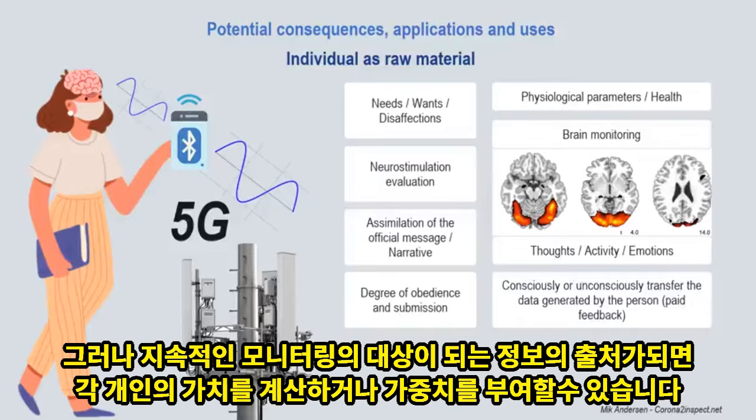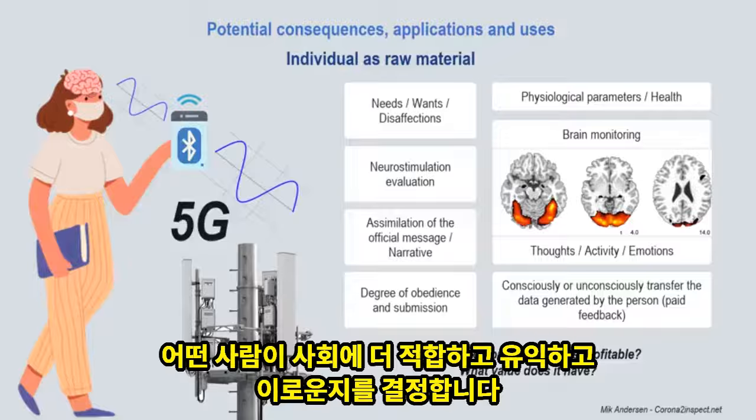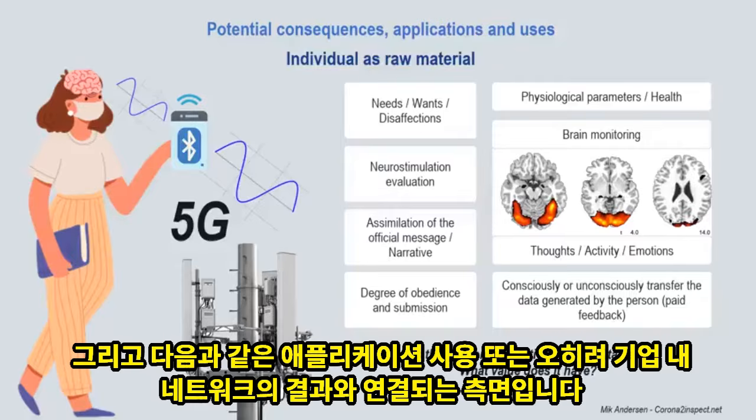However, becoming a source of information, subject to continuous monitoring, would make it possible to calculate or weight the value of each person, according to their capabilities, their capacity for thought, reasoning, analysis, behavior, loyalty to the system, and thus determine which people are more suitable, profitable, and beneficial to society. This coefficient, which would measure the value of a person, could be used to determine his success in society and in life, as well as to decide his destiny, an aspect that links to the following application, use, or rather consequence of the intracorporeal network.